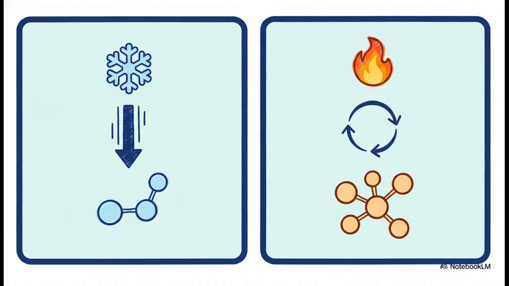Throw in a strong base like LDA, drop the temperature down to a freezing -78 degrees Celsius, and make that deprotonation rapid and irreversible. On the flip side, if you let the reaction equilibrate at warmer temperatures, thermodynamic control kicks in, and the more stable, more substituted enolate wins out.